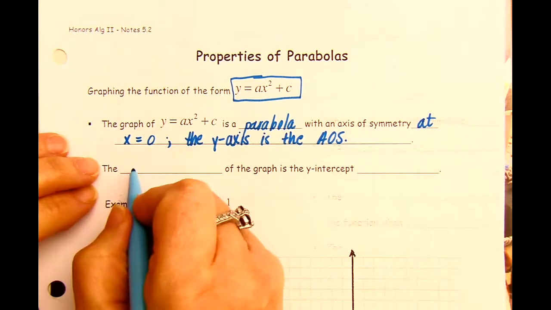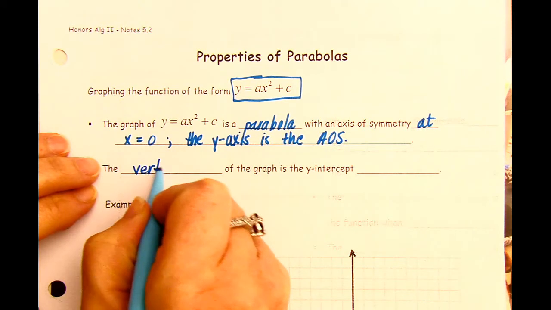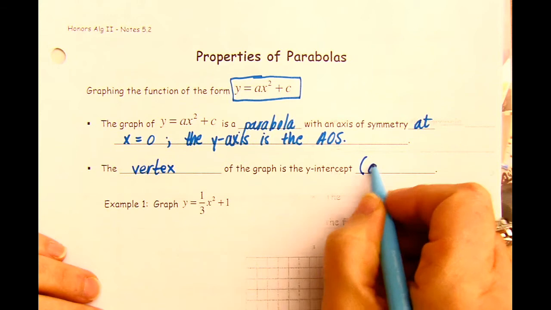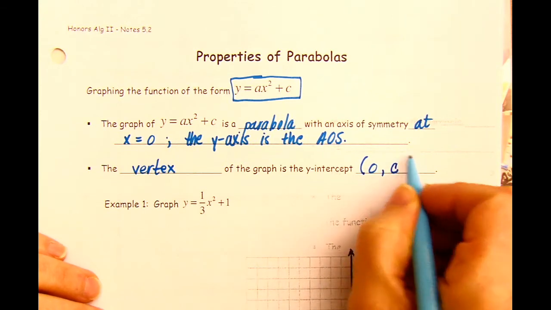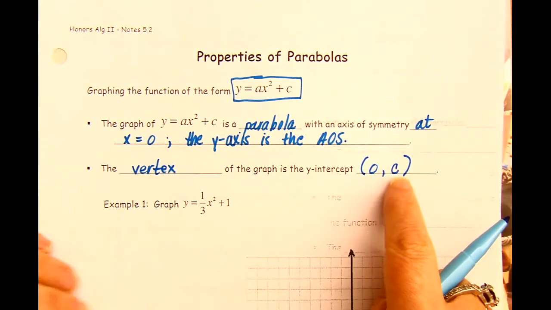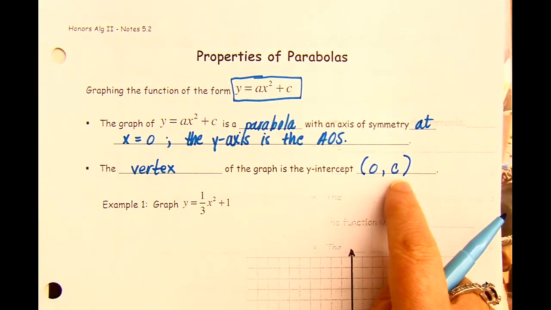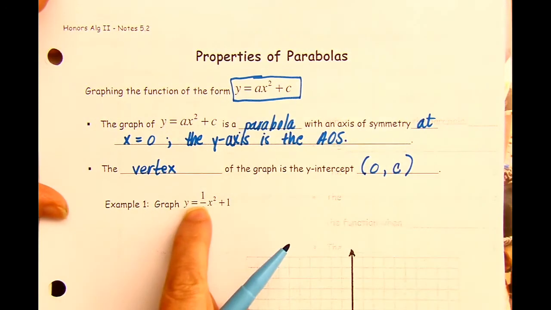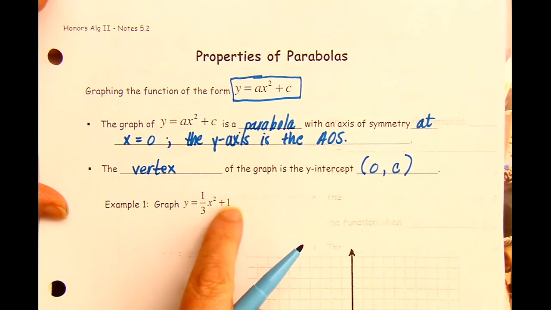The vertex of the graph is the y-intercept 0, c. C for constant, whatever that y value is. You know, like y equals mx plus b. Right there it is. That's your y-intercept, 0, 1 for this example.